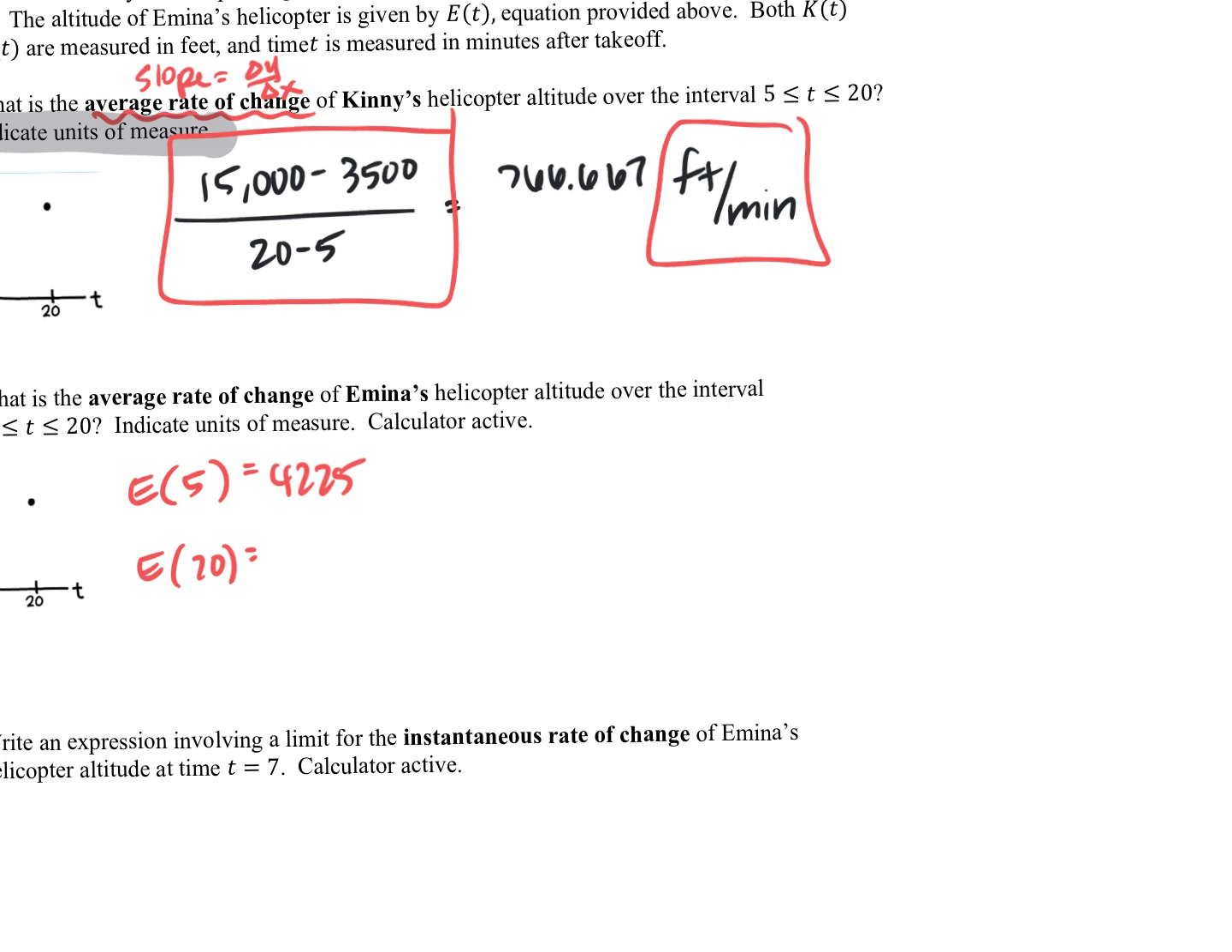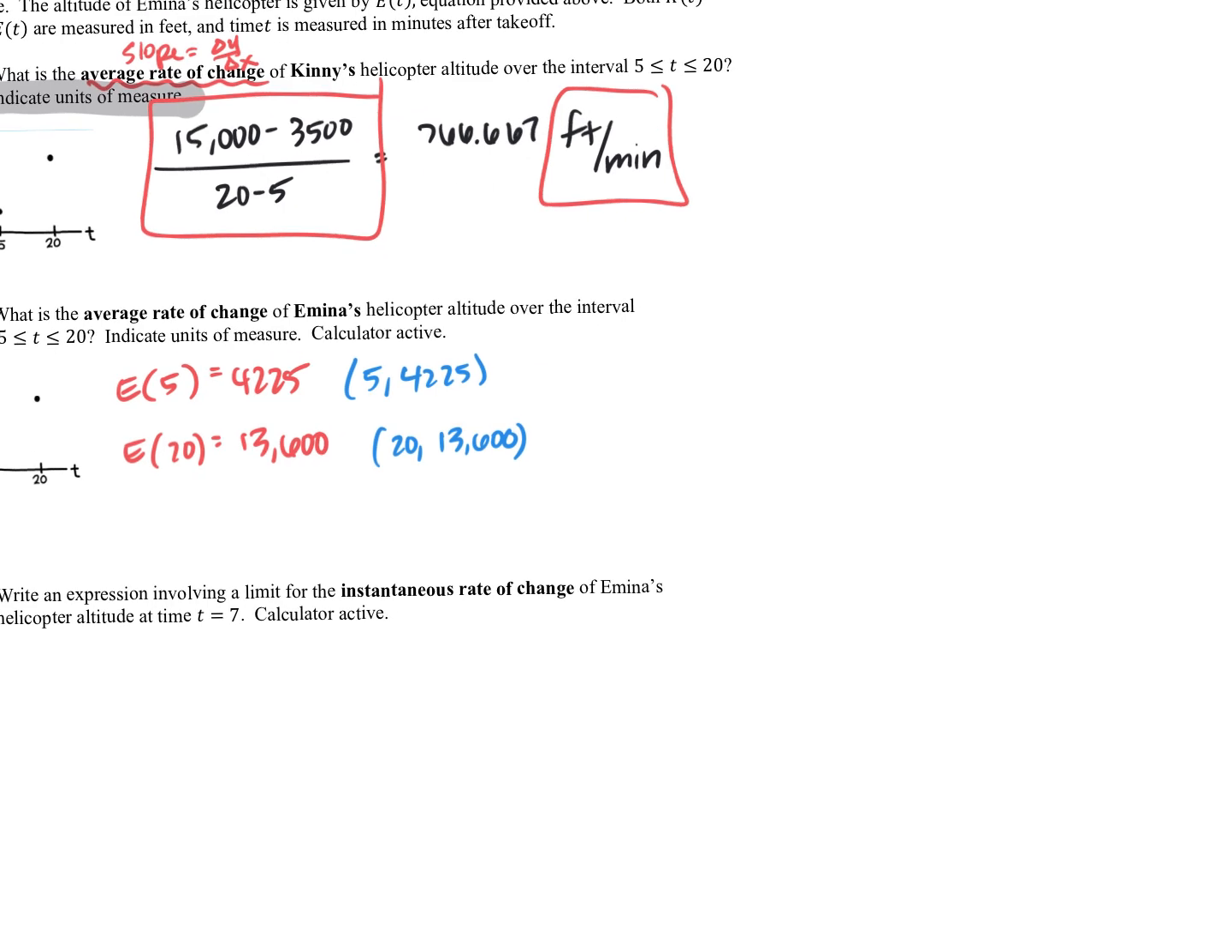And then if I plug in a 20 up there, I got 13,600. Yep. Okay, so what would be my change in y over change in x? What minus what over what minus what? These are points. And it might help you to write it as 5, 4225, and 20, 13,600. That's what this represents, a point, x, y. So how would we write out her average slope?